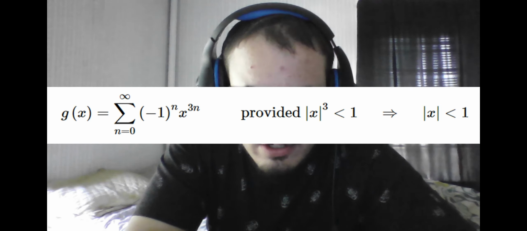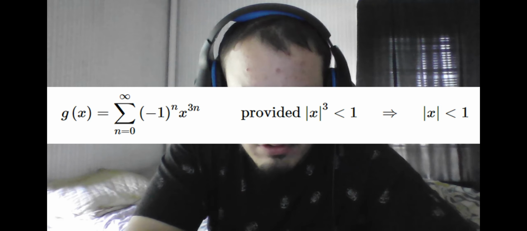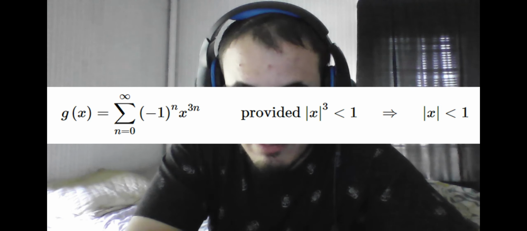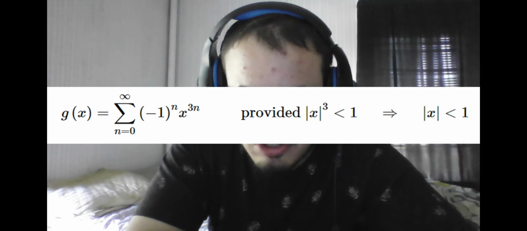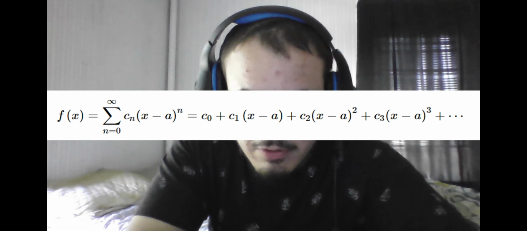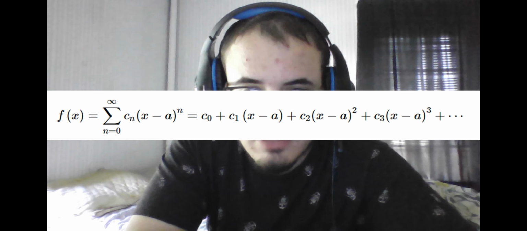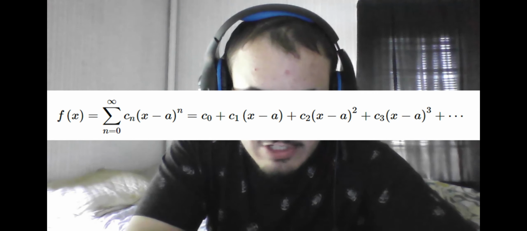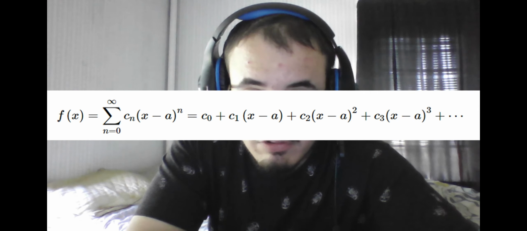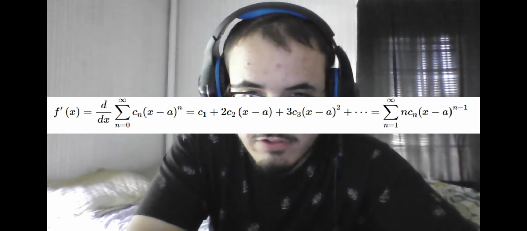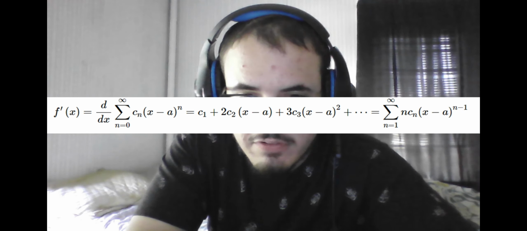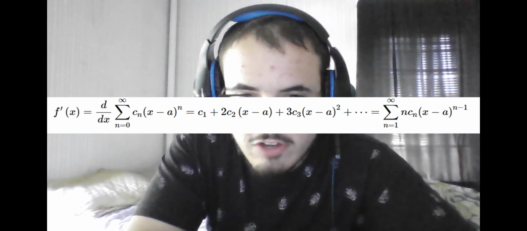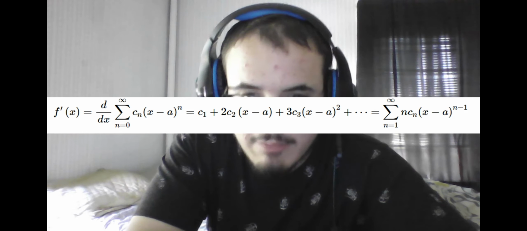Before we move on to Taylor and Maclaurin series, we should first take a quick pit stop at the derivative and integral of power series. We start our computation by noticing we can expand the part raised to the power of n, like so, and then for the derivative, we simply take the derivative of each term, which condenses nicely to the infinite series of n times the coefficient of n times x minus a raised to the power of n minus 1 rather than simply n.